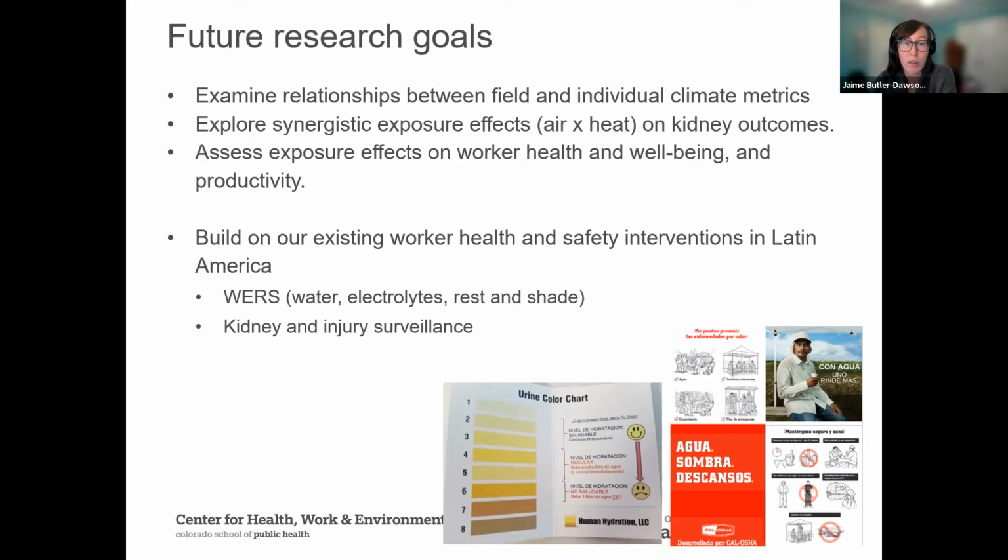So we're hoping to build on our existing worker health and safety interventions in Latin America. We've already implemented several interventions looking at increasing water, electrolytes, rest and shade with these workers, and then we're doing kidney and injury surveillance. Next slide, please.